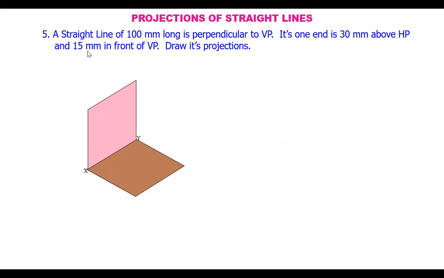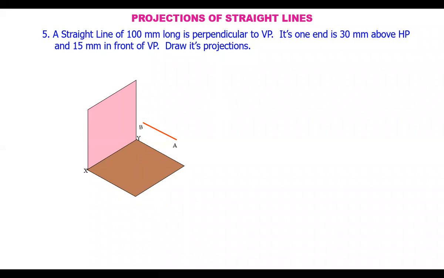Okay. And it is 15 mm in front of VP. It is mentioned as one end 30 mm above HP. So this point, say you take B, is 30 mm above the horizontal plane and 15 mm in front of VP. This distance is 15 and this is 30. Now what do you draw first? Either the front view or the top view.